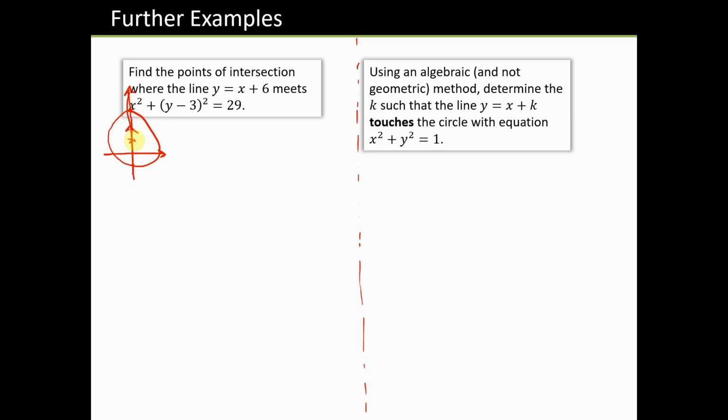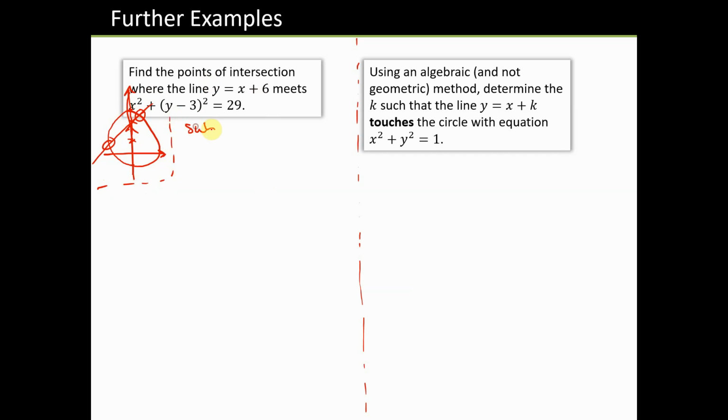So if this was 3, this was 8 point something, 6 is going to be there. It's got a gradient of 1, so it's going to go like this. Pretty clearly, I am going to have 2 points of intersection here. My sketch was awful, but it was good enough to confirm in my head that I'm going to have 2 points of intersection, just because that 6 is going to be between these 2 points. So let's go ahead and show what they are.